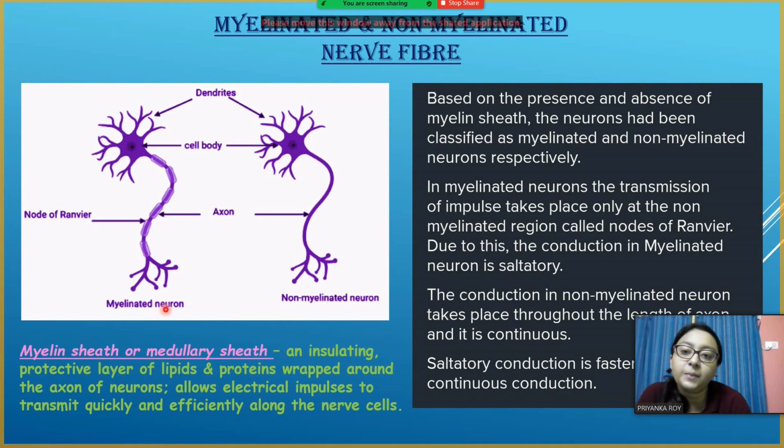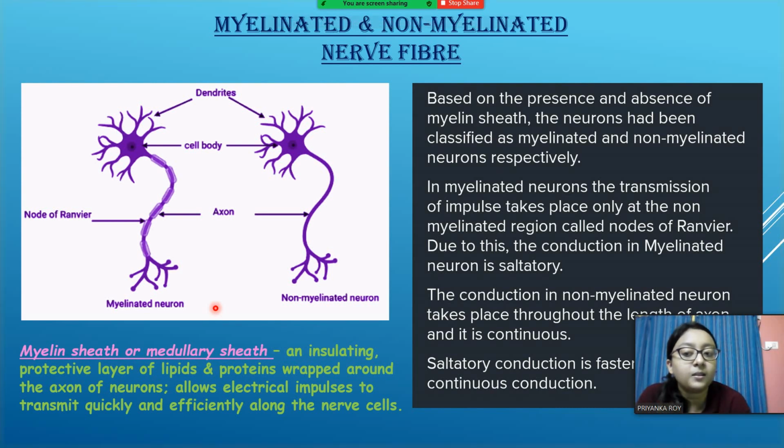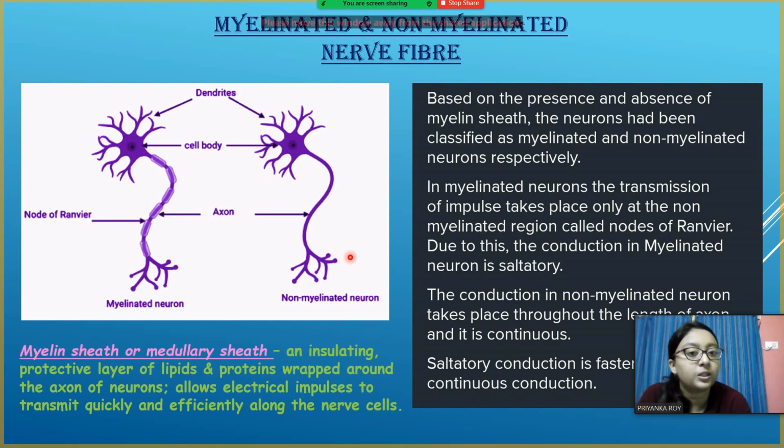So what is the function of these myelin sheath? Basically it is a protective layer of lipids and proteins, and it allows the electrical impulses to transmit faster than the non-myelinated neuron. Why that happens, we will discuss in detail in the next slide.